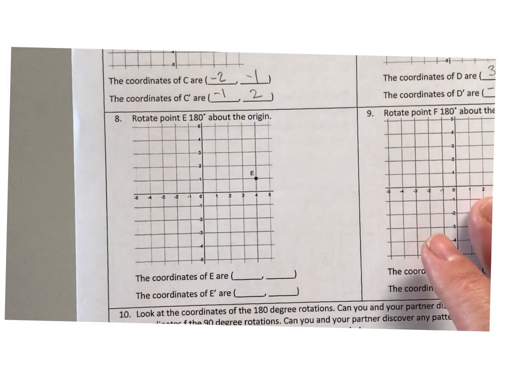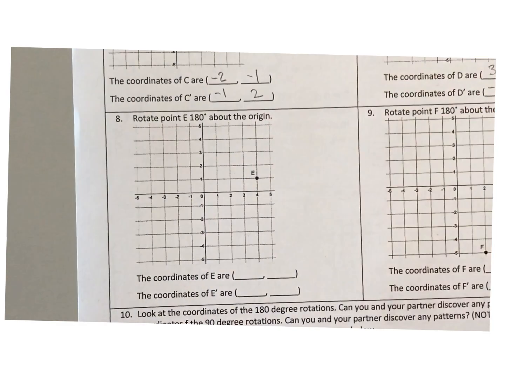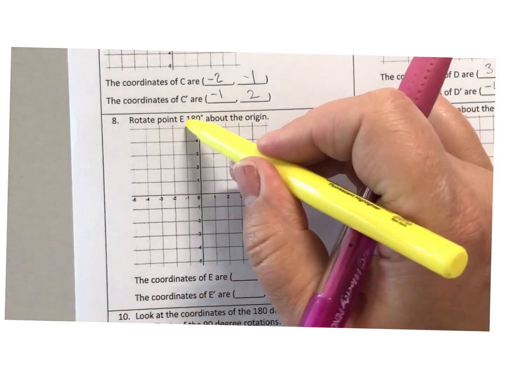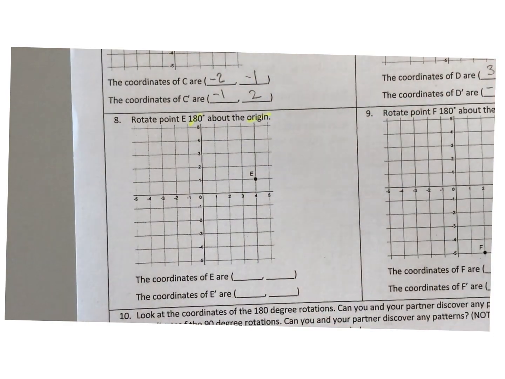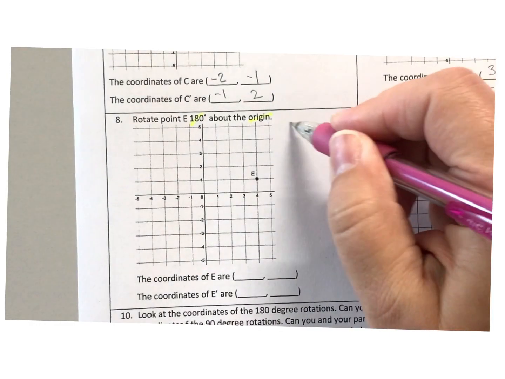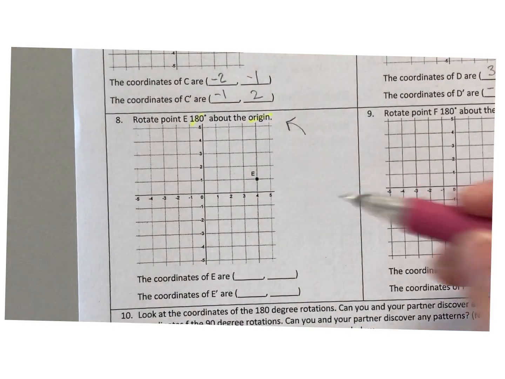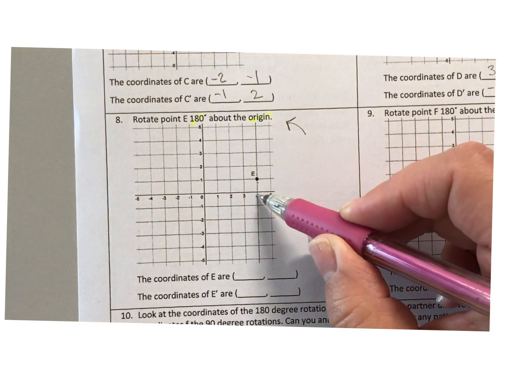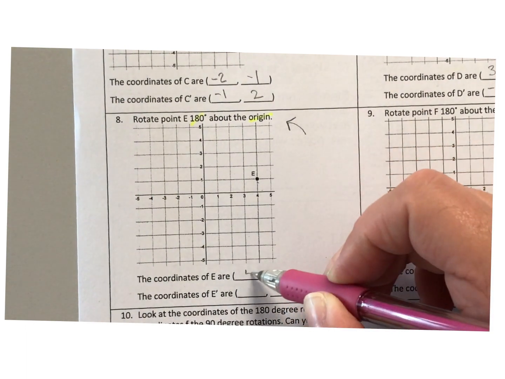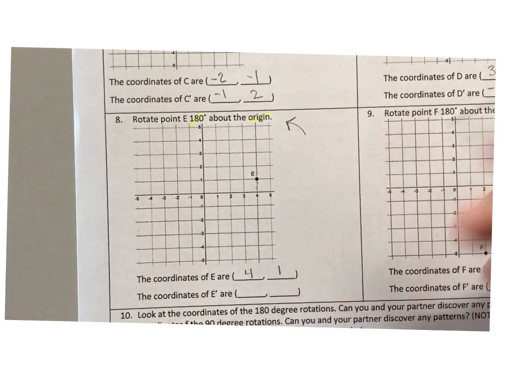Okay, so let's go ahead and look at number 8. It's a little bit different. It's 180 about the origin. It doesn't tell me which way, so we're going to turn it counterclockwise. Right now, E is at right 4, up 1, so (4, 1).